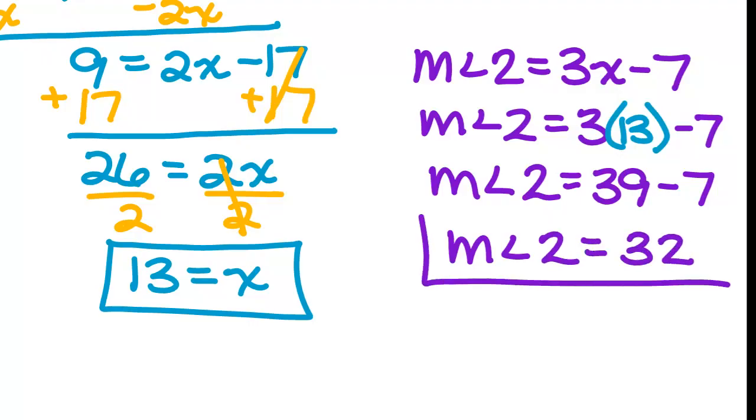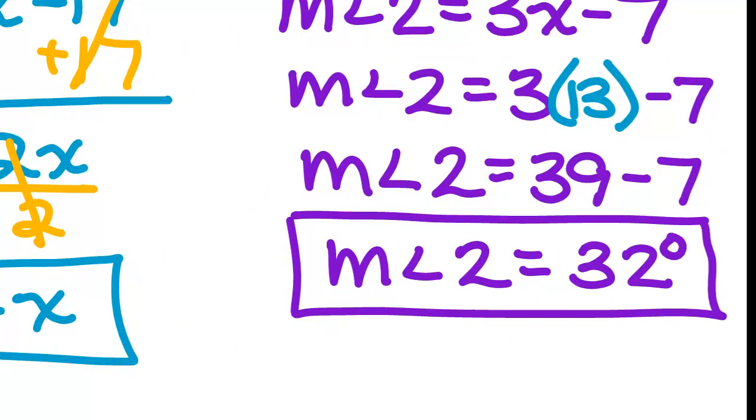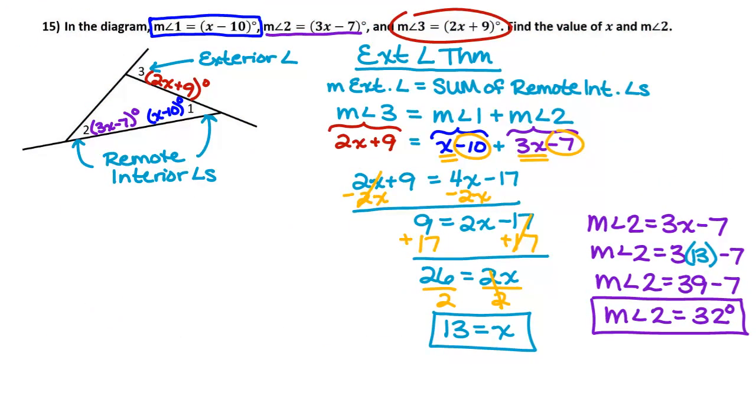So x is 13, and the measure of angle 2 is 32 degrees. Now, I do want to say that having graded this the last couple years, a question like this is one of the most often missed because we forget how to set it up. We forget that that exterior angle out there is equal to the sum of the two remote interior angles. And this was one of the most often missed questions on the first skills check as well.